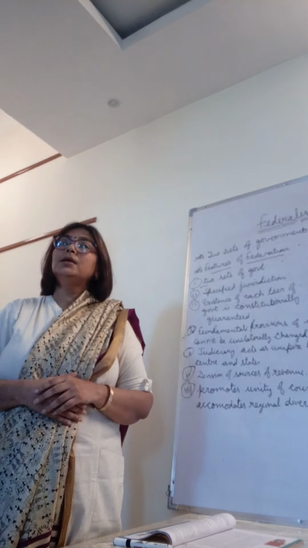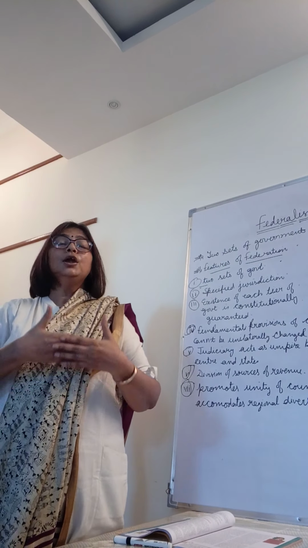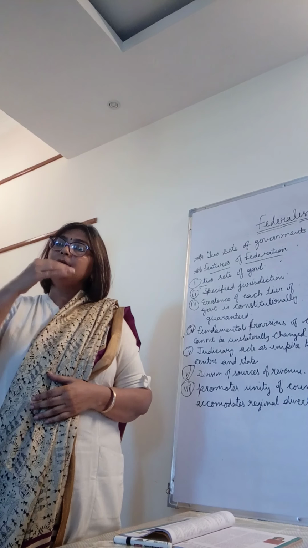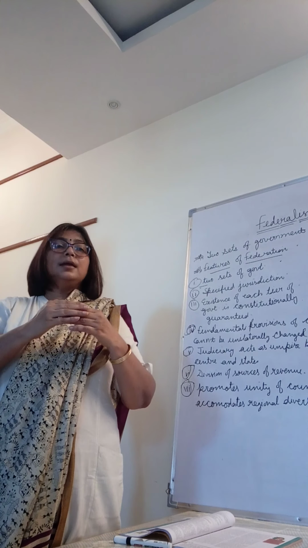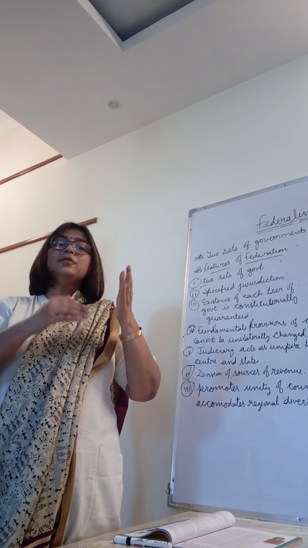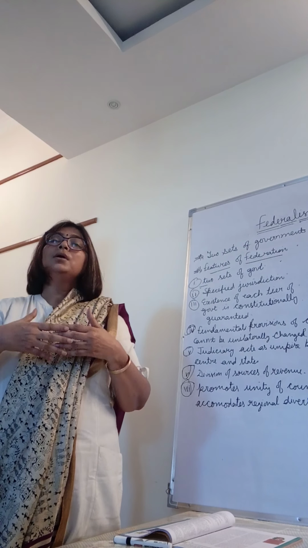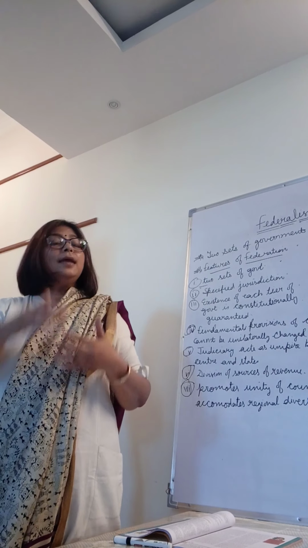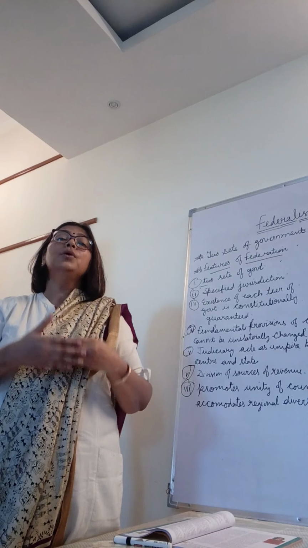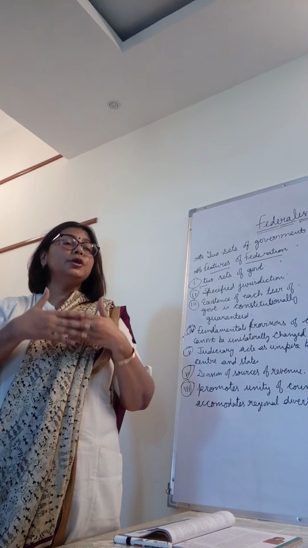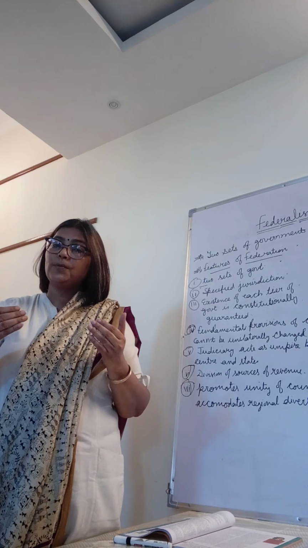The first feature is that in the original constitution it is mentioned that there will be two sets of government, one at the central level and the other at the state level. Central level, generally known as the union government, looks after issues related to national importance. The other one is at the state level, and the role of the state government is to cater to the needs of regional issues.